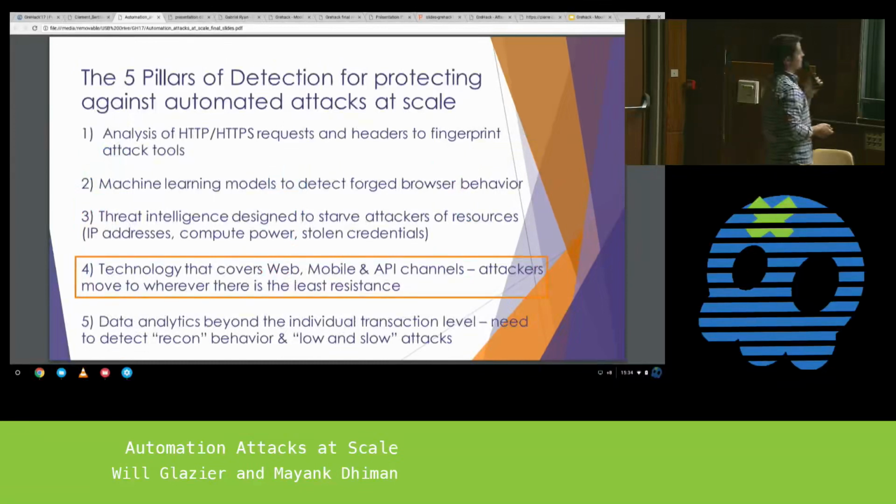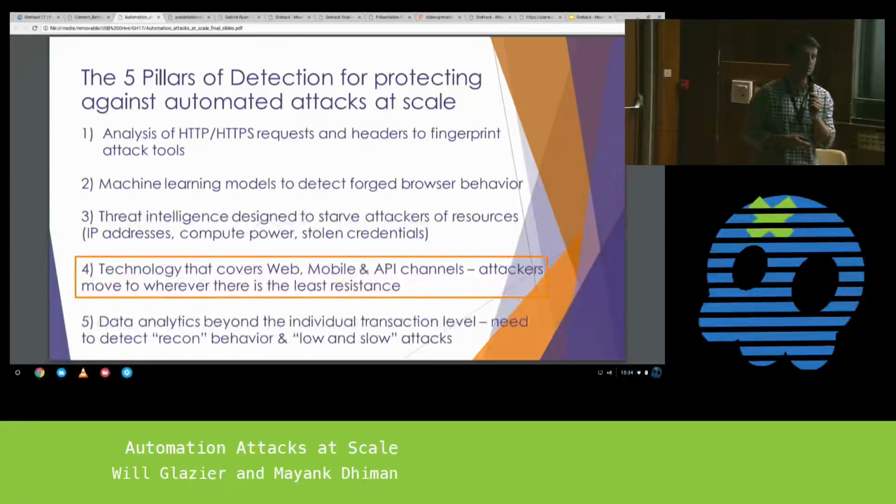And once again, I think I've focused on a few attack tools that are primarily designed to attack your web interfaces, but these tools are not limited to the web interfaces, and we see the attackers move to whatever channel has the least resistance. That could be your mobile app, or a legacy API that you don't even know exists. We've had that happen, or a new app API that your development team just created, but you have no idea that it exists yet.